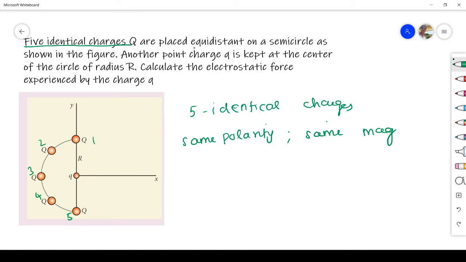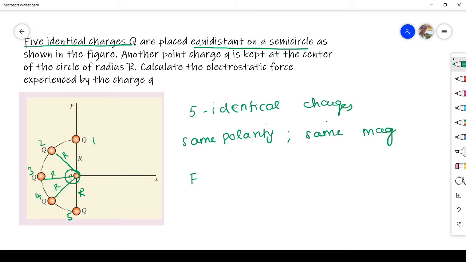And they are placed equidistant on a semicircle. See, from small q to capital Q, this is r, means this distance is also r because it is a semicircle, so the radius is the same. So this is r, this is r, this is r, this is r. Clear? Now what I have to find, calculate the electrostatic force on this small q. Clear? That is my aim.